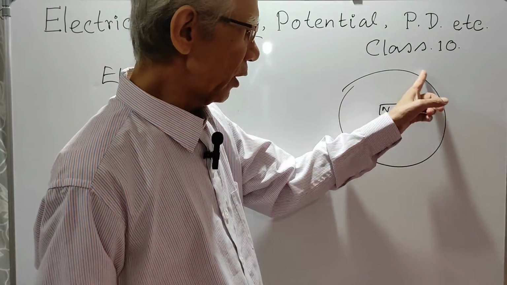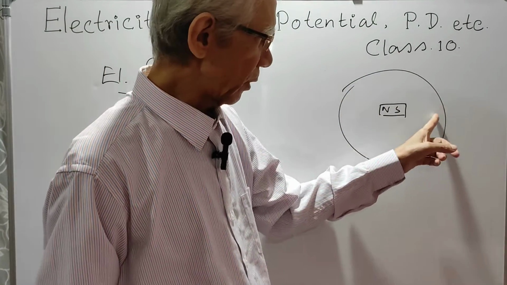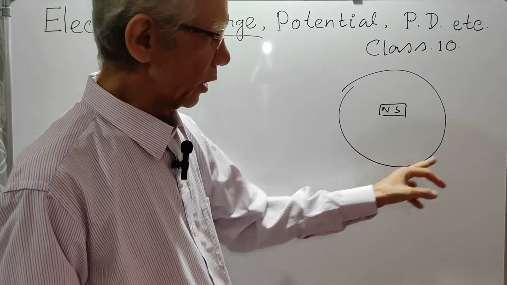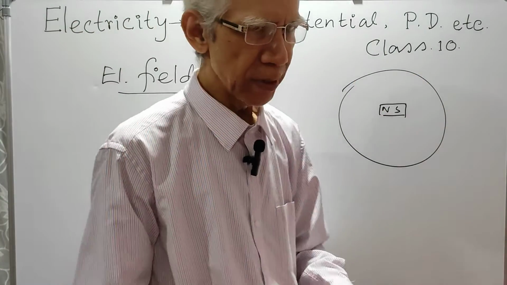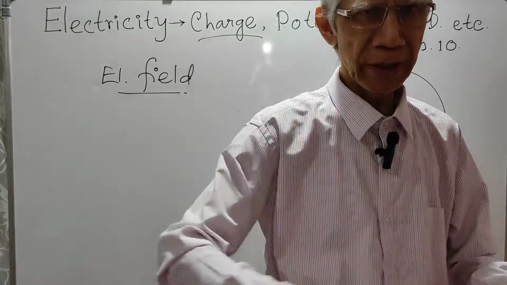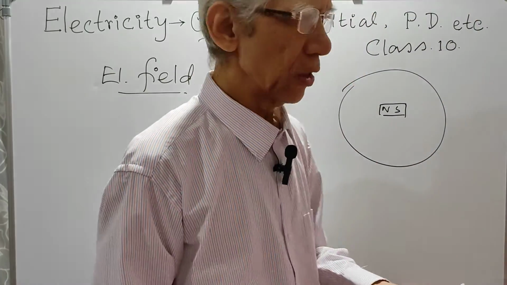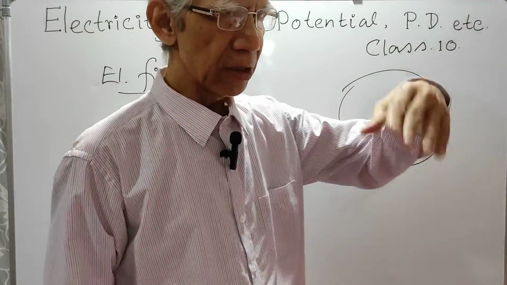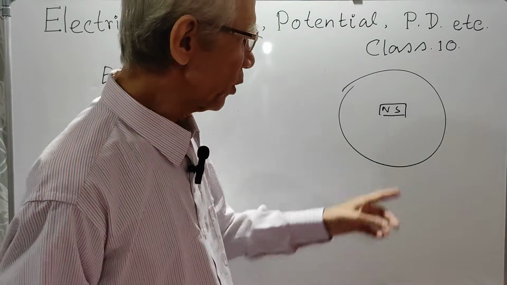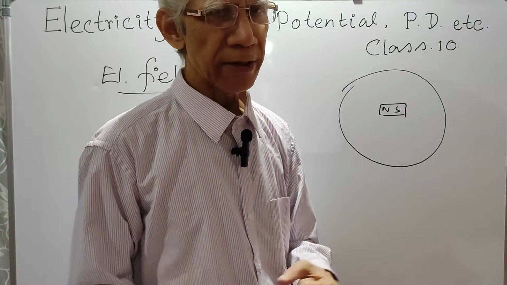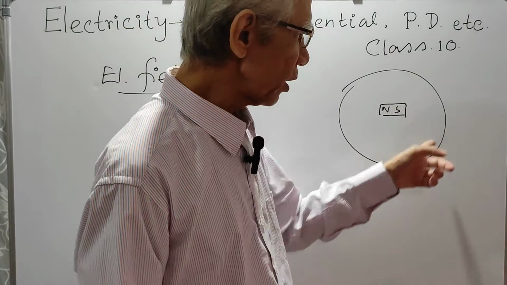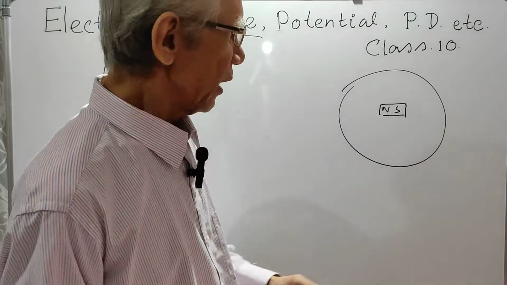That means within this zone. Now this is in the board I have drawn. It looks like a plane, but it is not a plane. It is in space, a zone, a region in space. So around the magnet there is a space zone inside which the magnet can attract things or repel things. So that is called the magnetic field of this magnet.